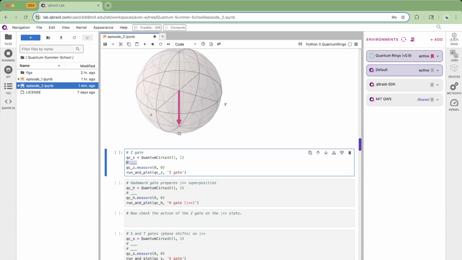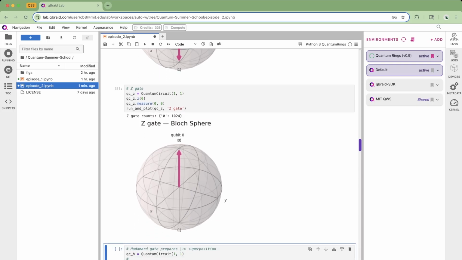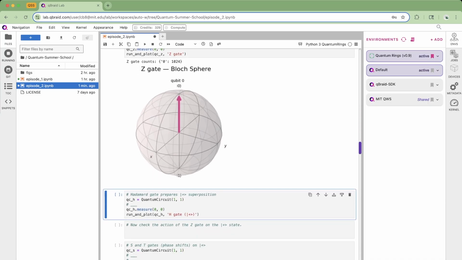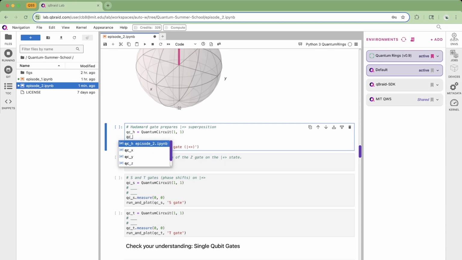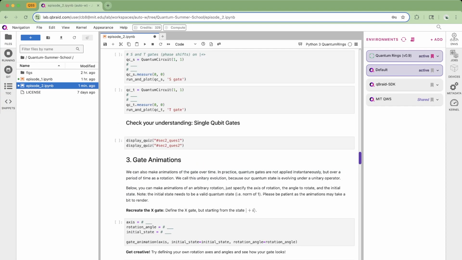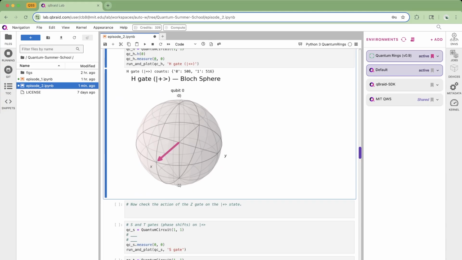With the Z gate, same thing. Now nothing has happened. But this makes sense because the Z gate is a 180-degree rotation around the z-axis, so it won't do anything to the 0 state. We can also prepare an equal superposition by using the Hadamard gate. This rotates the 0 state down to the x-axis.